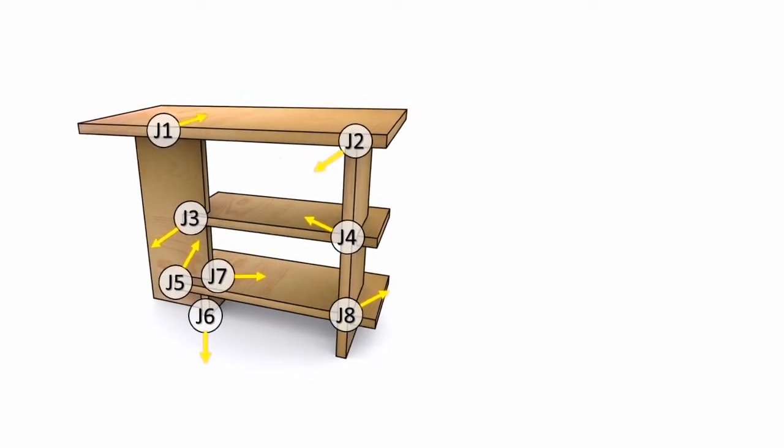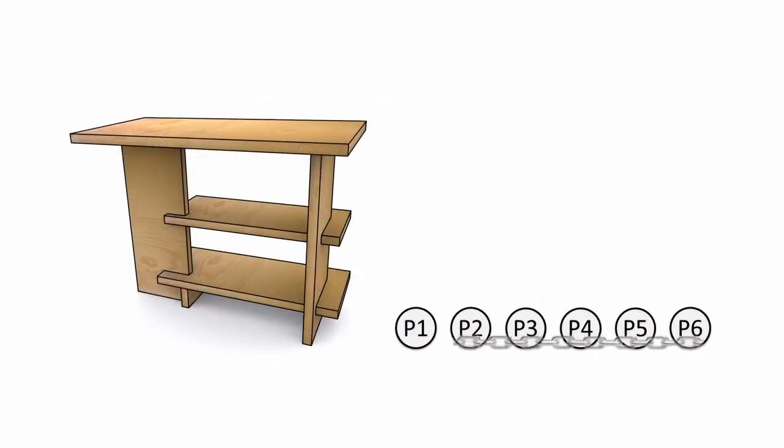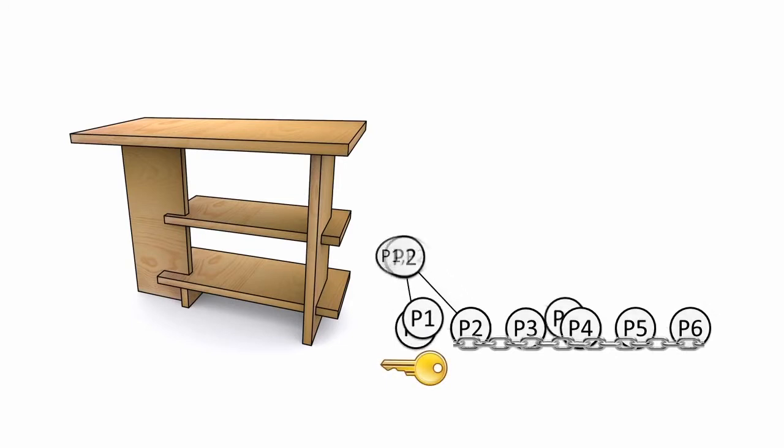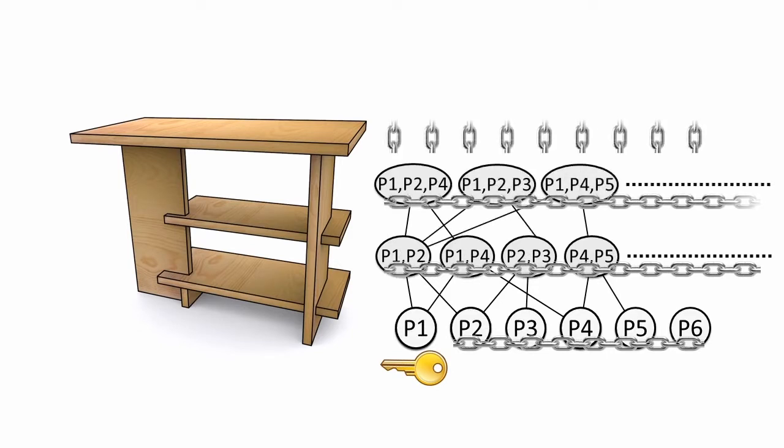Second, for a valid joint combination, all subsets of parts should be immobilized except the key. This means we need to explore a huge number of subsets that increases exponentially with the number of parts in the model.